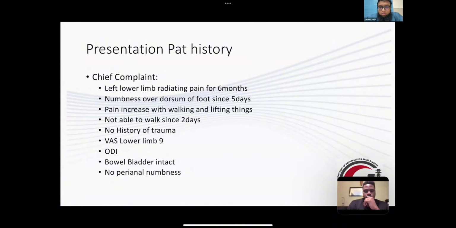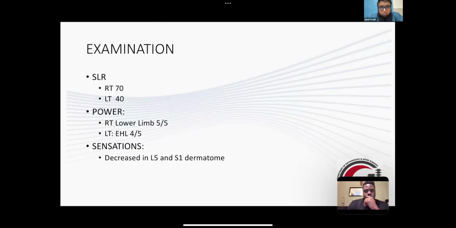Pain increases with walking and lifting things. The patient has not been able to walk since 2 days, and the VAS for the lower limb is 9, and the ODI is 70. Bowel and bladder were intact with no perineal numbness. SLR is 70 degrees on the right side and 40 degrees on the left side. Right lower limb power in all myotomes is 5 by 5. On the left side, EHL is 4 by 5, with decreased sensation in the L5 and S1 dermatomes.